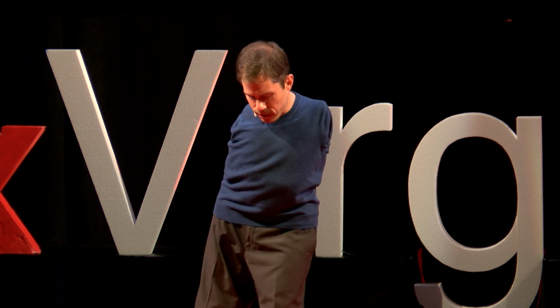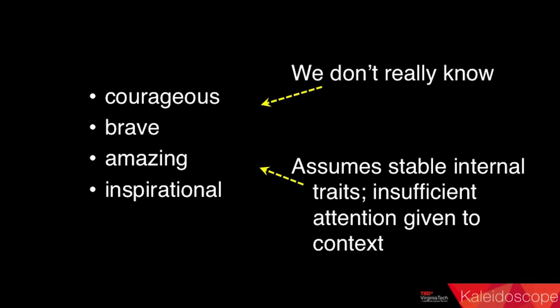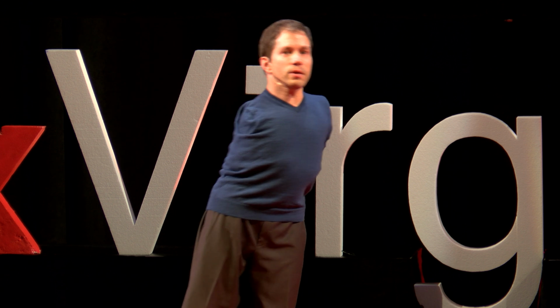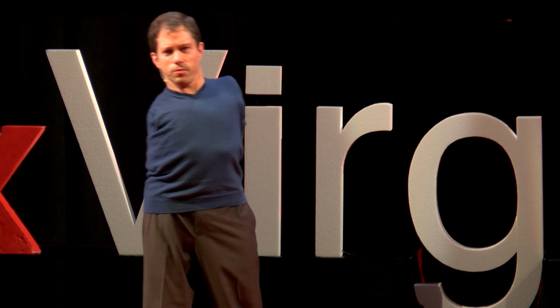Another problem I kind of have with this list is that these words tend to get at stable internal traits. And in doing so, they ignore contextual variables. And I'll use courage as a very simple, easy example. I am courageous in some ways. I like spiders. I would kiss a spider for you if you really wanted me to.